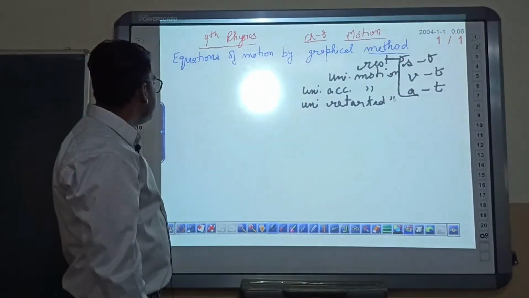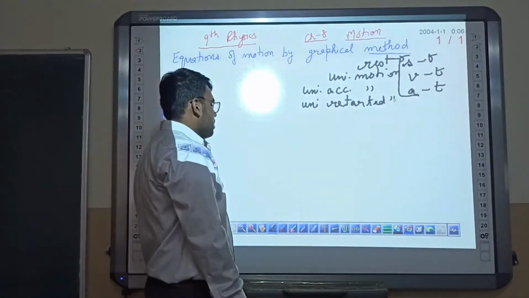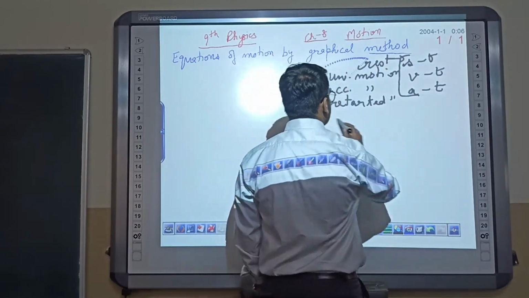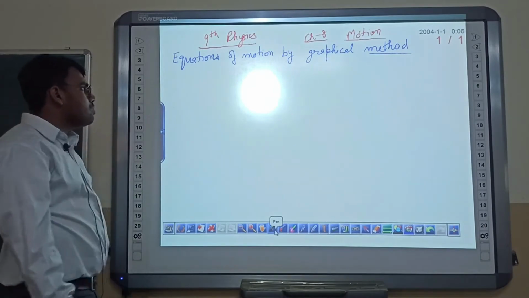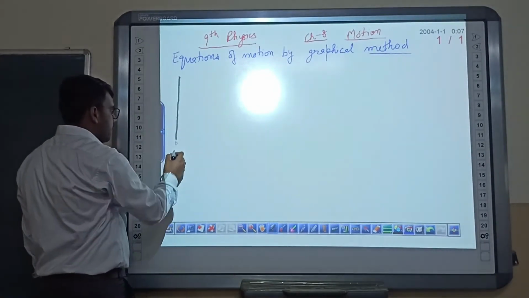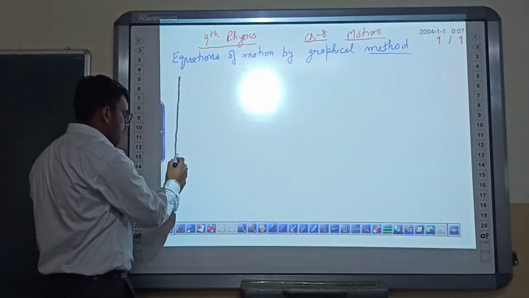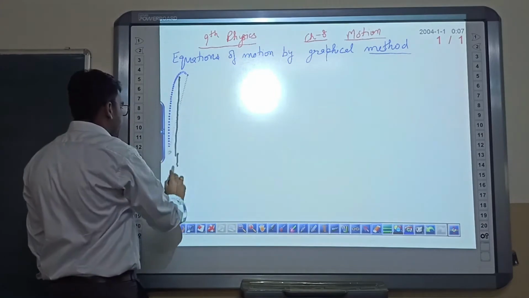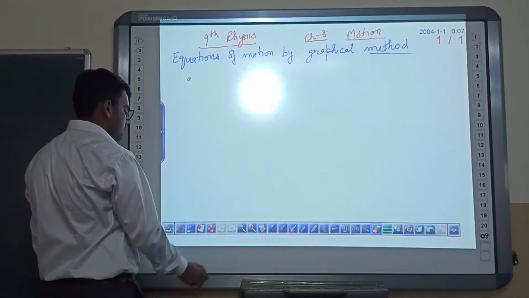Now we will discuss three equations of motion by graphical method. So let us discuss these equations. First thing, we will use the VT graph here. Why VT graph? Because if we find the slope of the VT graph, we will get acceleration, and if we find the area of the VT graph, we will get displacement.